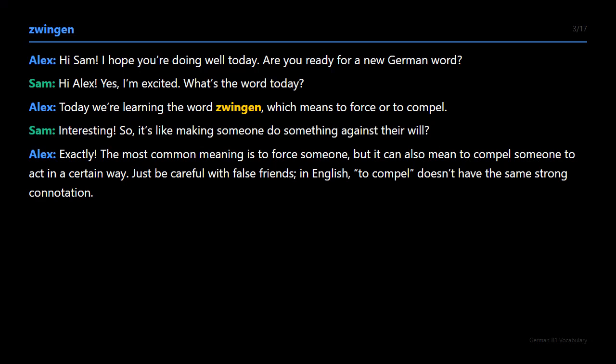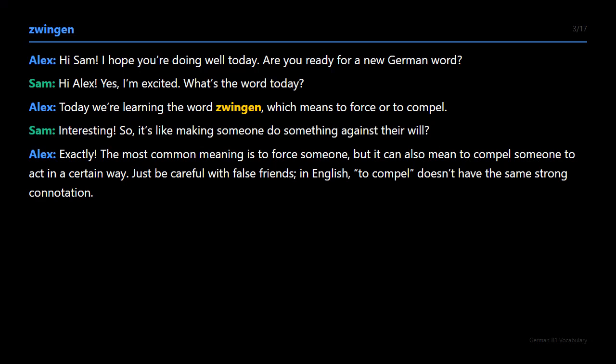What's the word today? Today we're learning the word zwingen, which means to force or to compel. Interesting. So, it's like making someone do something against their will. Exactly. The most common meaning is to force someone, but it can also mean to compel someone to act in a certain way. Just be careful with false friends. In English, to compel doesn't have the same strong connotation.